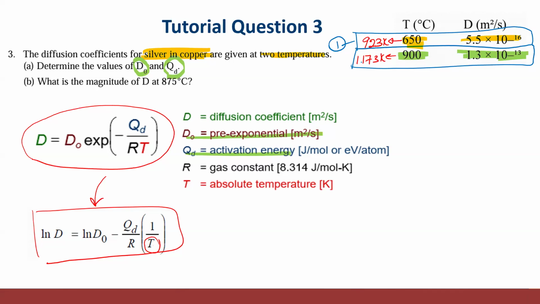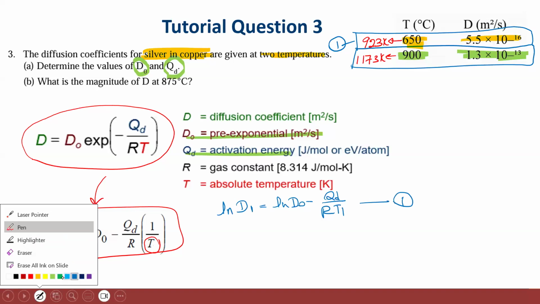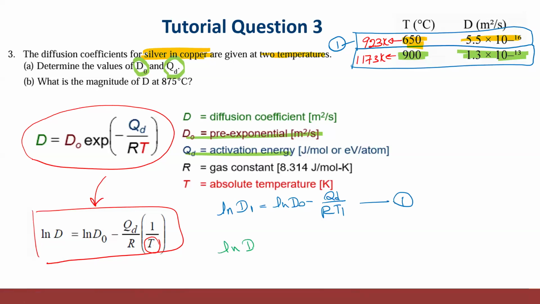So how can we write it? I'll give you time, you do it by yourself. So we can write ln D1 equals ln D naught minus Q D over R T1 as one equation. So this is my first equation. Again, I can write ln D2 equals ln D naught minus Q D over R T2. So this is my second equation. So D1, D2 are the first and second sets of values.